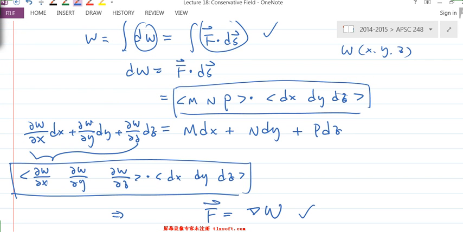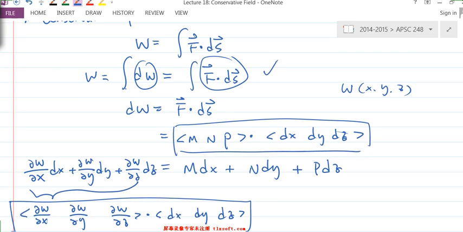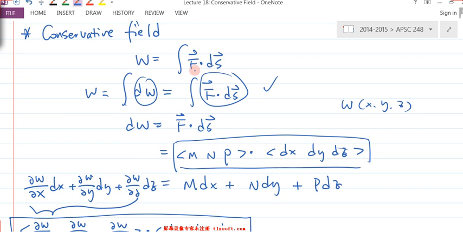But anyhow, now let me use a physical meaning here. We consider F as a force field. Let's say F is not a force, F is a gravitational field. So you have this gravitational field.